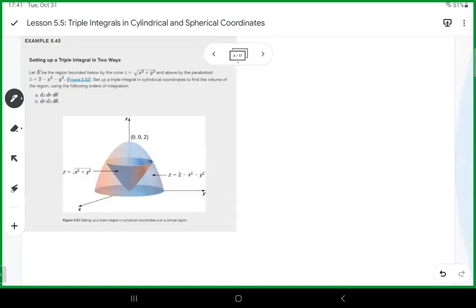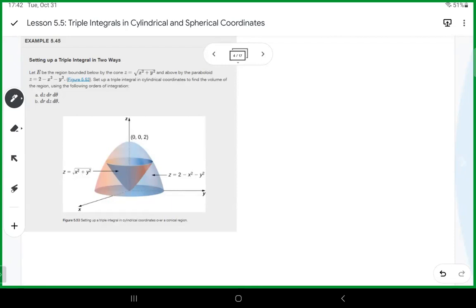To set up a triple integral in 2 ways, let E be the region bounded below by the cone z equal to the square root of x squared plus y squared, and above by the paraboloid z equal to 2 minus x squared minus y squared. Set up a triple integral in cylindrical coordinates to find the volume of the region using the following orders of integration. So we want to first do dz, dr, d theta, and then for b, we want to do dr, dz, d theta. If we need an extra slide, I'll put it in, but hopefully we'll be all right.